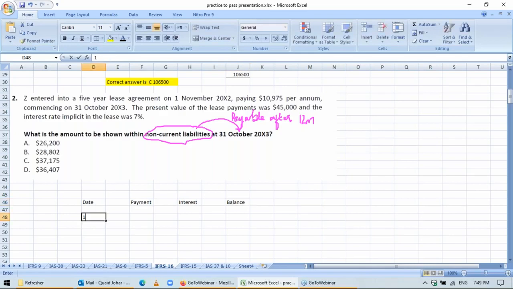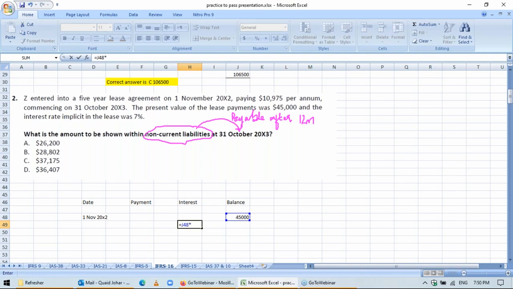The lease was signed on 1st of November 20x2, and on that date the balance was 45,000, right? The balance column shows the principal amount, right? On 1st November 2002 it was this much. Now the interest will be calculated on the 45,000 amount, because no payment occurs on 1st November 2002.